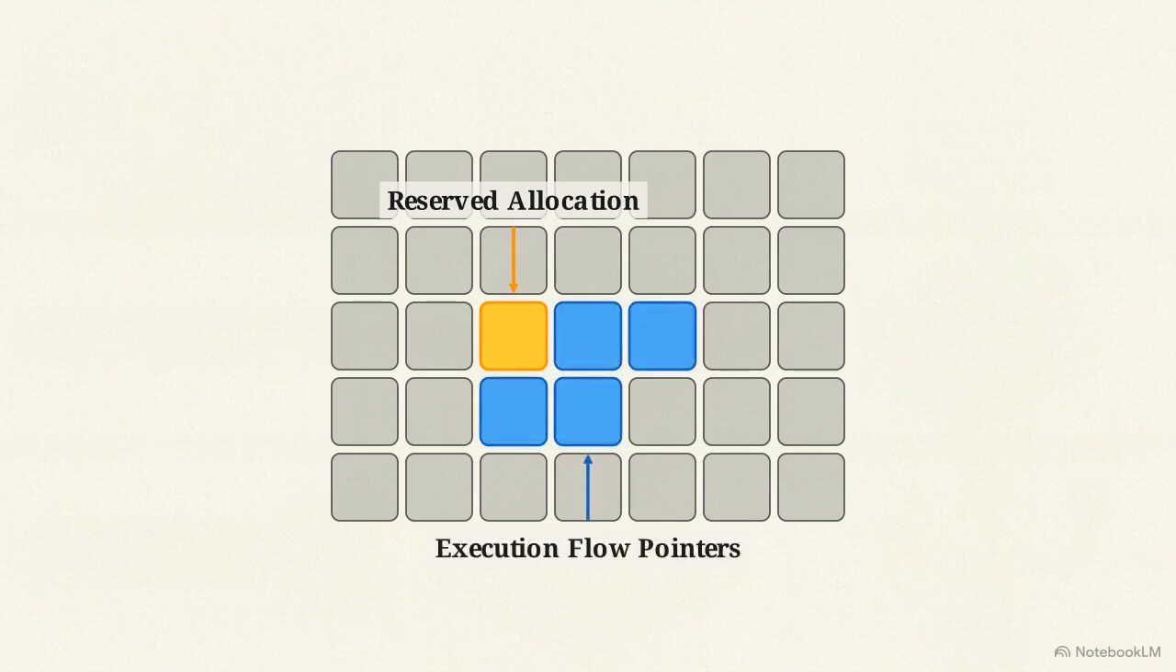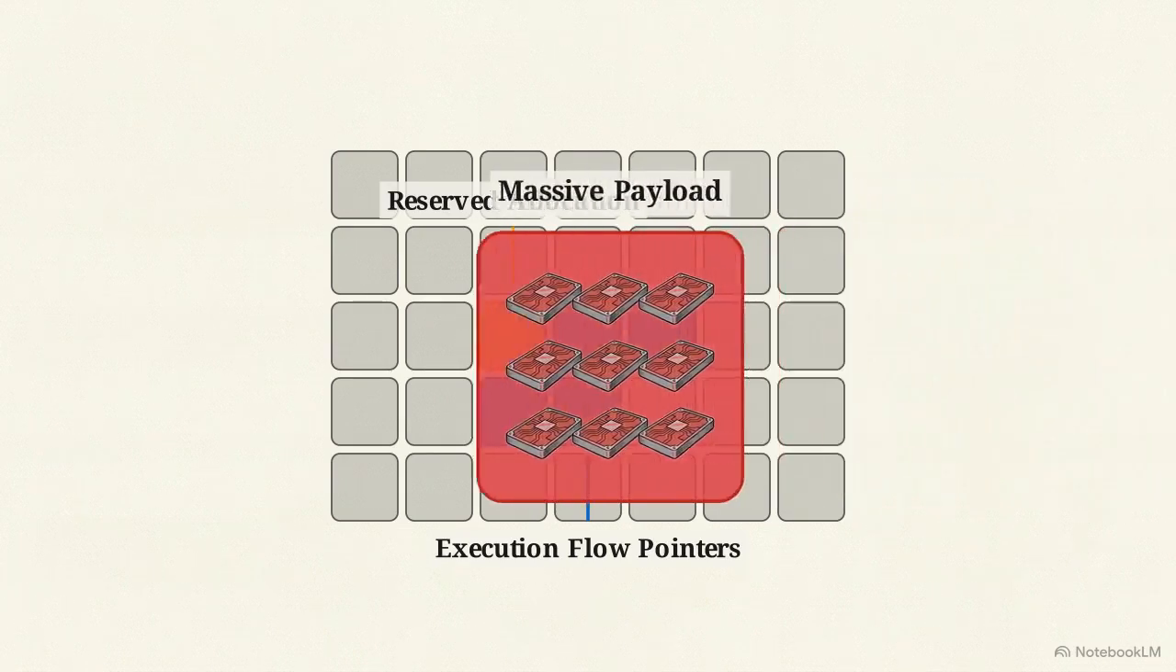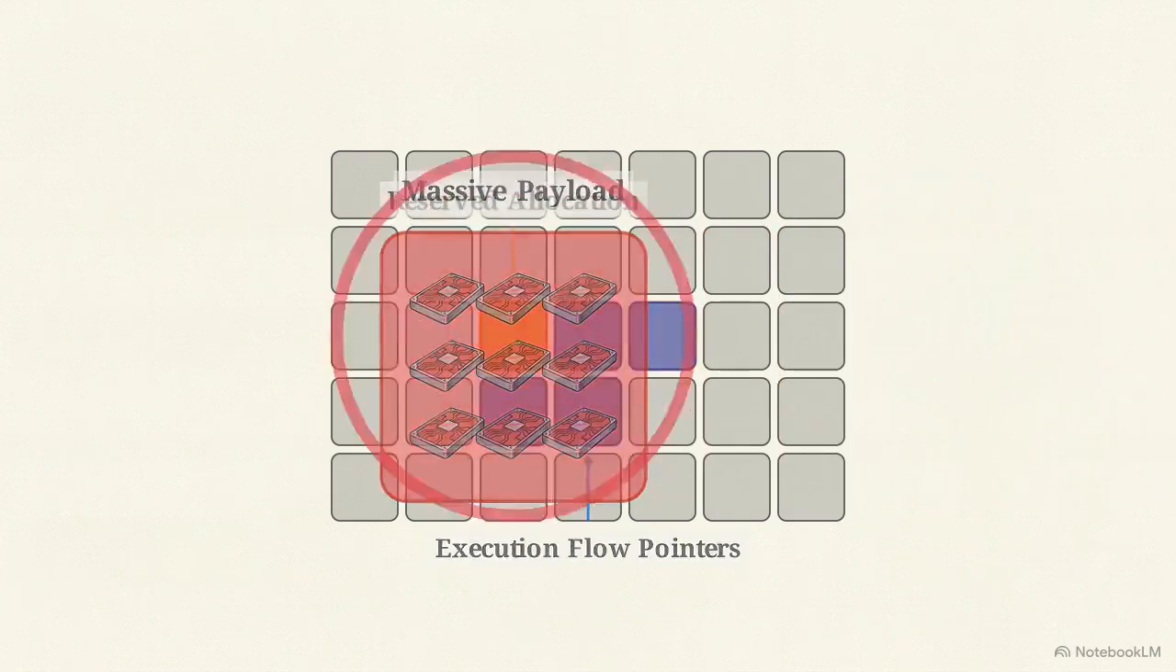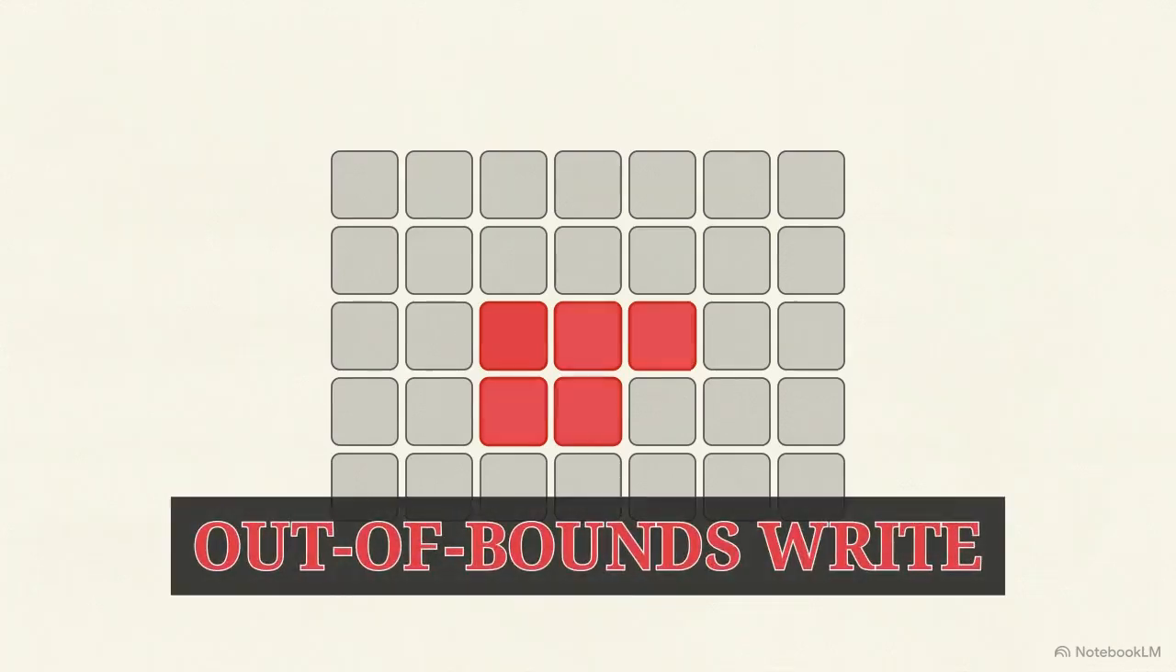This memory map shows the result. Using that erroneous tiny value, the client allocates a small block of heap space to store the data. This tiny allocation sits adjacent to critical execution flow pointers. The function attempts to write the actual, massive payload into this tiny space. The payload causes an out-of-bounds write, spilling over boundaries and corrupting the surrounding memory spaces.